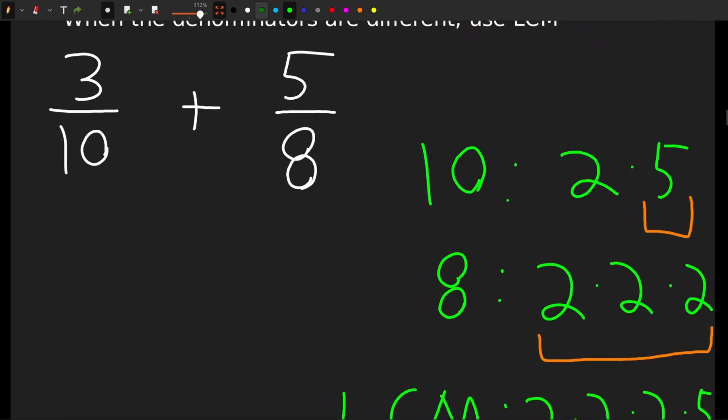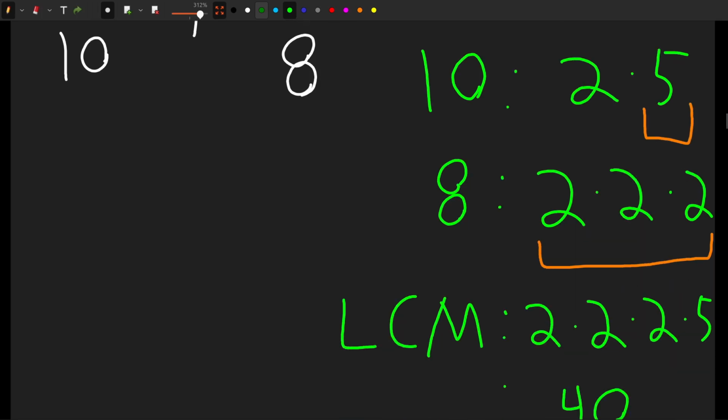So now what we need to do is we need to figure out what number do we multiply 10 by to get to 40, and what number do we multiply 8 by to get to 40.